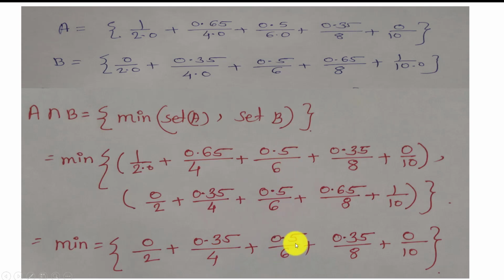0.5 is the same value, we cannot compare it, so I directly write it, and since the denominator is the same, 0.5 divided by 6. Now 0.35 is the minimum degree, so I write 0.35. Now for 0 and 1, 0 is the minimum element, so I write 0 divided by 10. So this is the result of A intersection B.